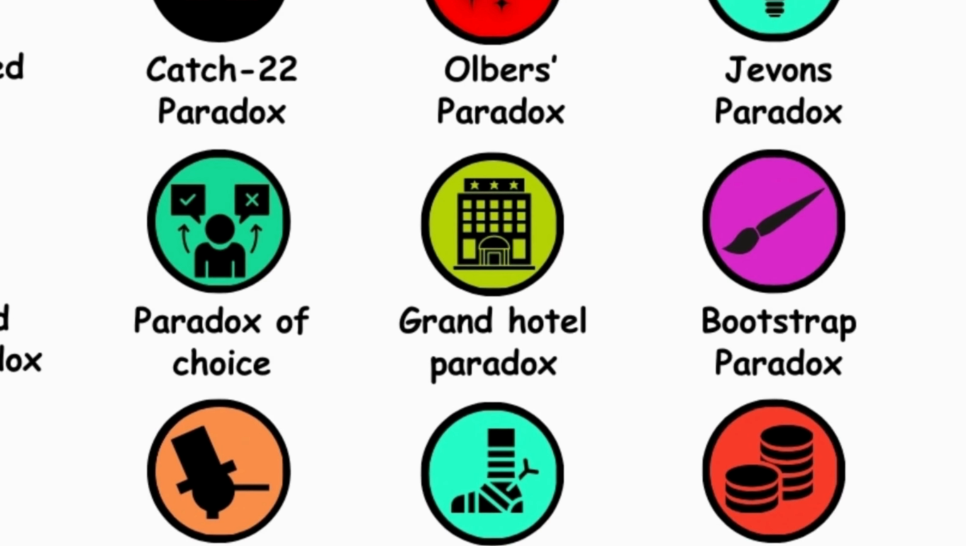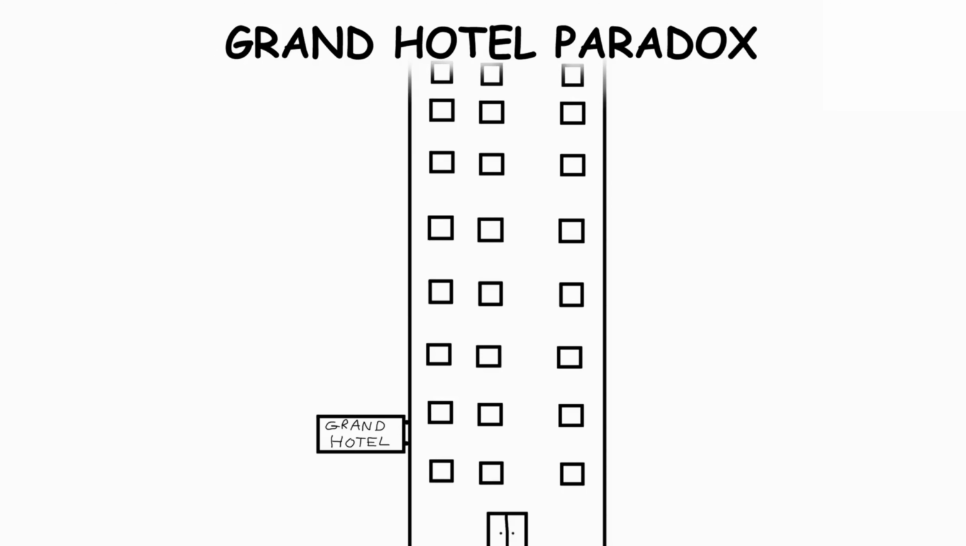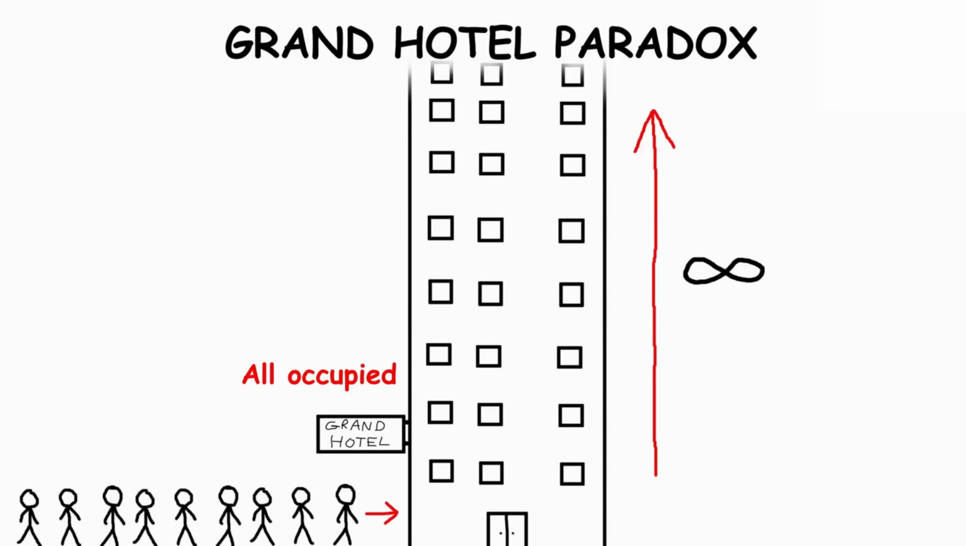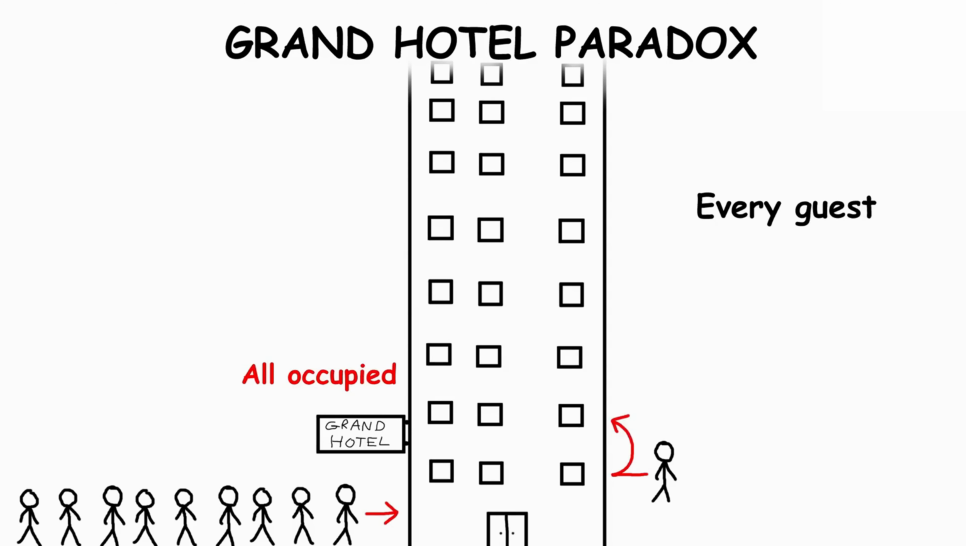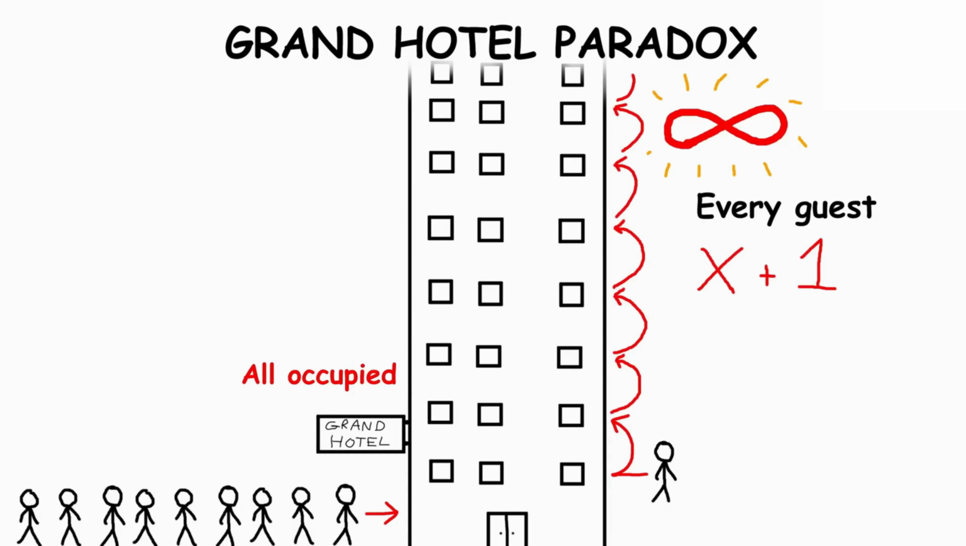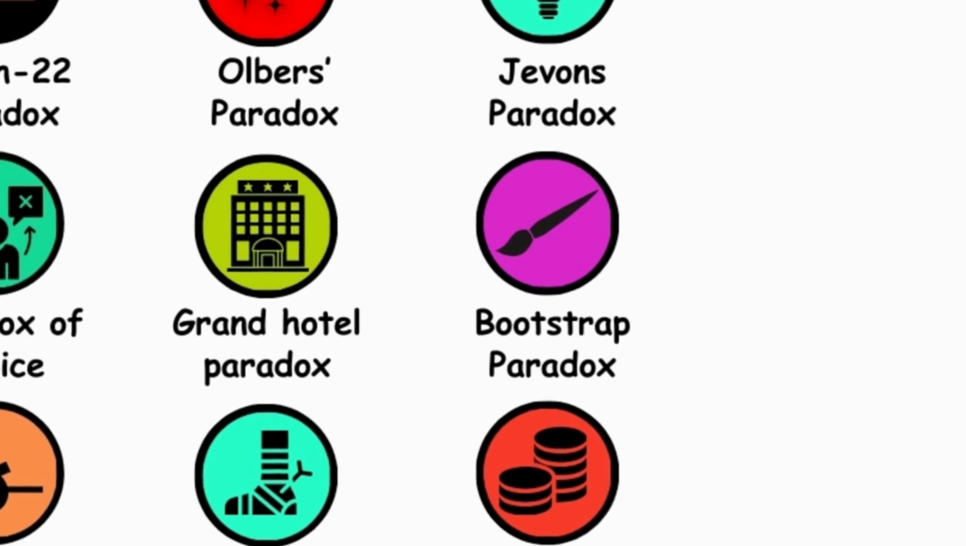Grand Hotel paradox. In an infinitely big hotel with infinitely many rooms, even if all rooms are occupied, the hotel can still accommodate more guests. In order to accommodate you, the hotel could, hypothetically, move the guest from room 1 to room 2. This would move every guest from their current room to a new room, which is possible since there's an infinite number of rooms.